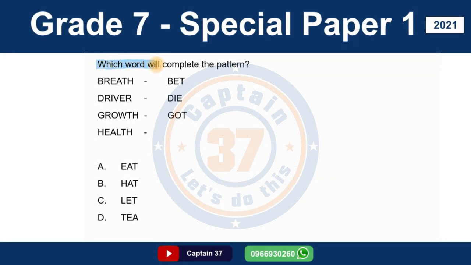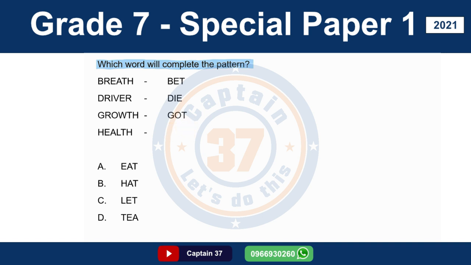Which word will complete the pattern? So we have a pattern of words. There is breath, then bit. There is driver, die. There is growth, got. And there is health. We are to determine what word needs to come up from here.